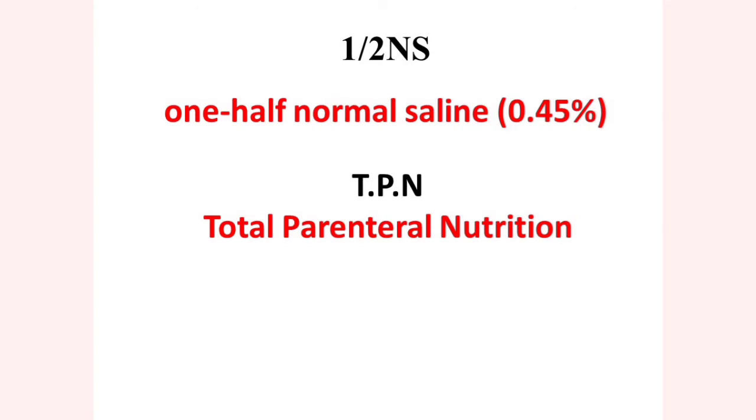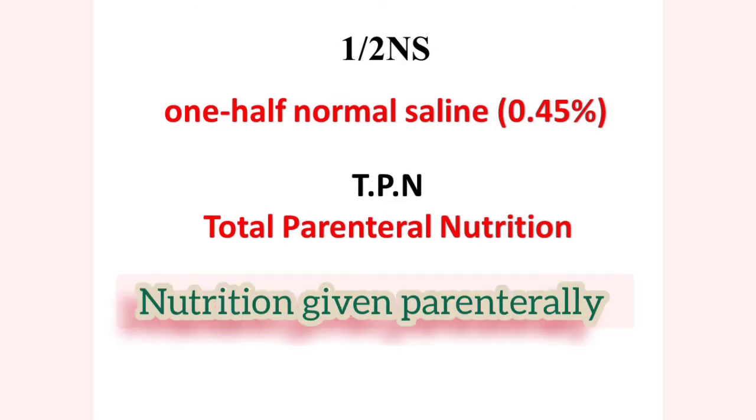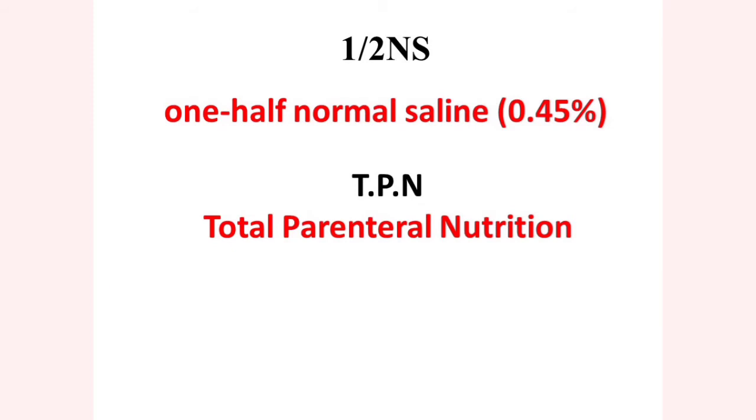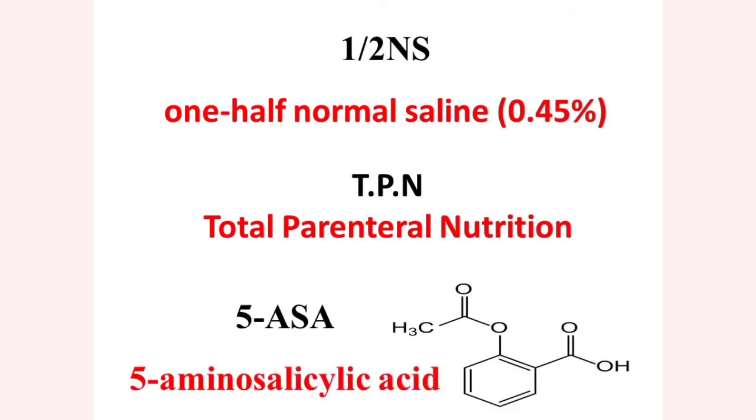Whenever any patient is unable to take food by mouth, or if there is any problem related to the absorption of food nutrition, then the nutrition which is given through the intravenous route is known as total parenteral nutrition, TPN. And another is 5-ASA, which means 5-aminosalicylic acid, which is the chemical name of aspirin. The structure of aspirin is on the right side.